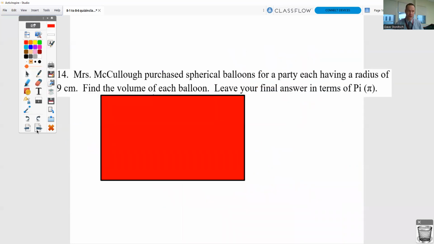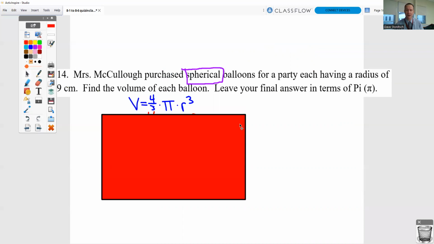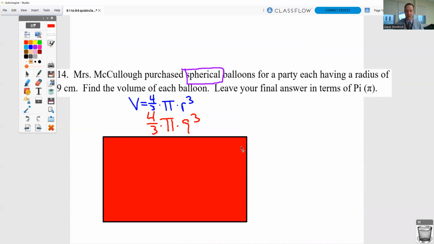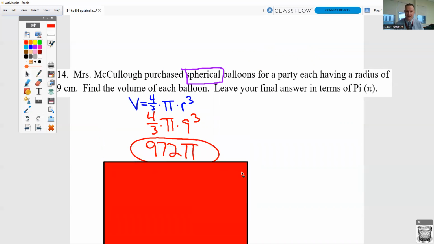So you'll have one of each of those shapes on your quiz. The next 3 problems are very, very basic word problems. The first thing that you need to do is identify your shape. Mrs. McCullough purchased spherical balloons. Well, if it says spherical balloons, we're dealing with a sphere. So we want to use the sphere formula. It says that it has a radius of 9. So we want to plug 9 in for the radius. So 4/3 times pi times 9 cubed. We're leaving our answer in terms of pi. So we type in everything except for the pi symbol and you get 972. Just stick that pi symbol at the end.